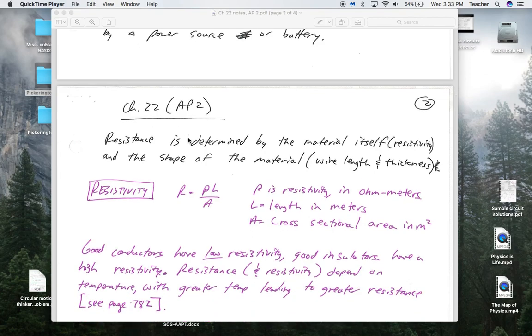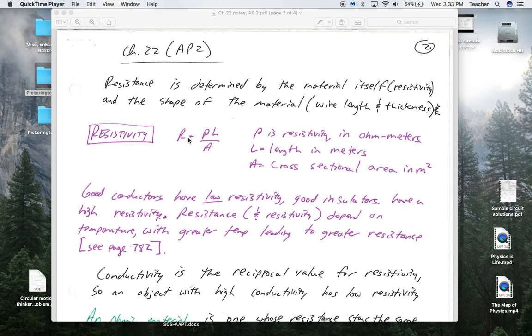Resistance in a circuit or anything is determined by the material itself and the shape of the material, such as a wire's length and cross-sectional area or thickness. This is the formula for resistivity, with this Greek letter that looks like a P being rho, the resistivity, which is a characteristic of any given material, measured in ohm meters. L is length in meters, and A is cross-section in meters squared. So ohm meters times meters over meters squared gives ohms, and that's resistance.